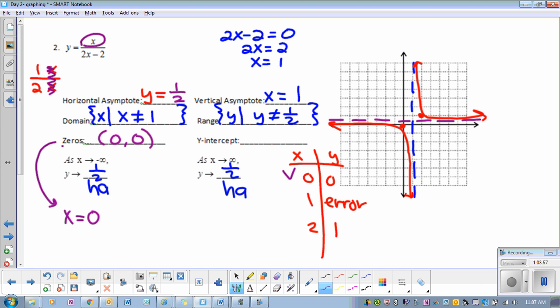Then what's also my y-intercept? 0, 0. There you go. So good. All right, questions about this?